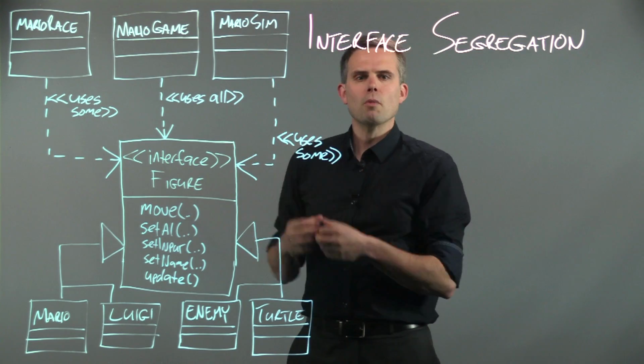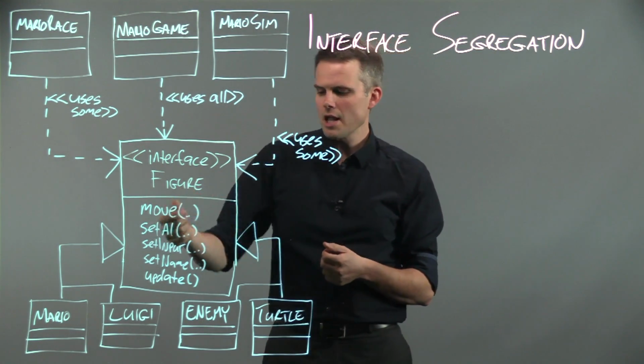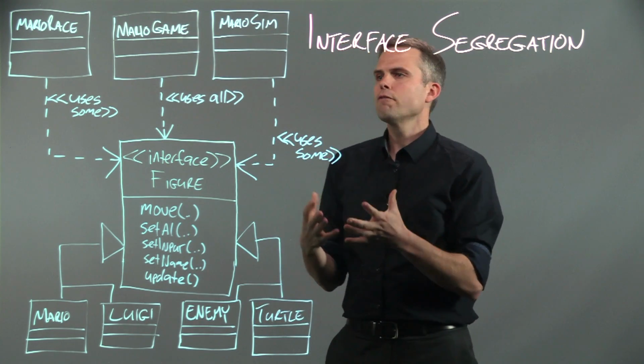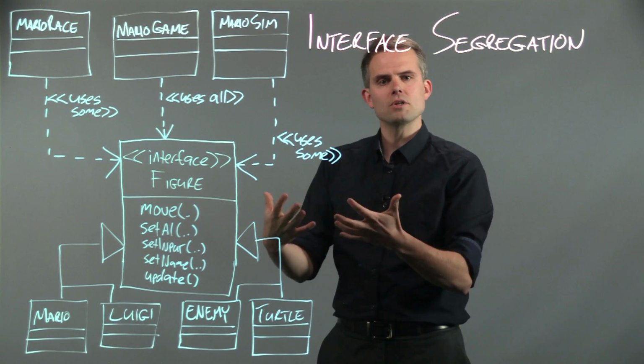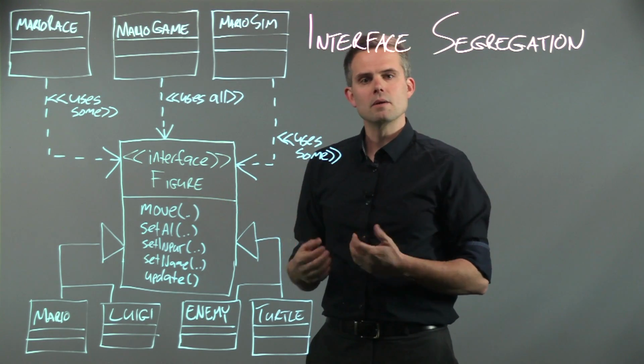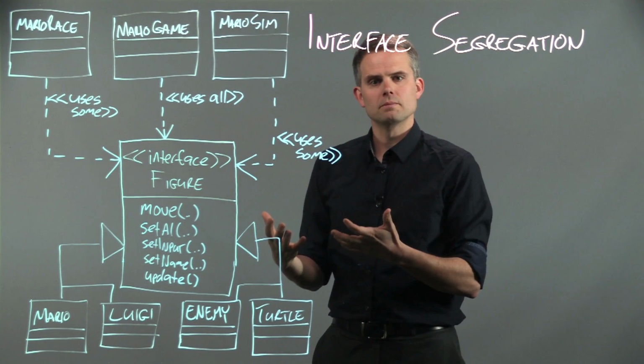And we also have this Mario Sim client, which uses a different subset of the interface because it's only interested in set AI and update. Unfortunately, both Mario Sim and Mario Race are being forced to depend upon parts of the figure interface that they don't need. So how can we use the interface segregation principle to improve this design?